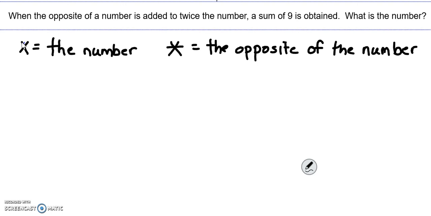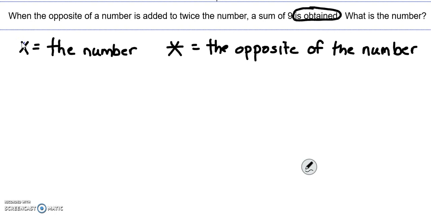The next thing we do is we look and we see if we can find words in the question that help us know what two things are equal. So let's read this question and see if you can find words that help us understand what two things are equal. Yes. Is. It's actually is obtained. Is obtained.